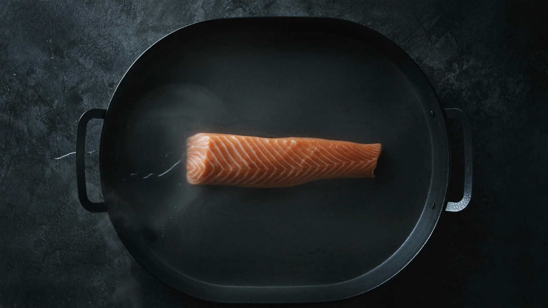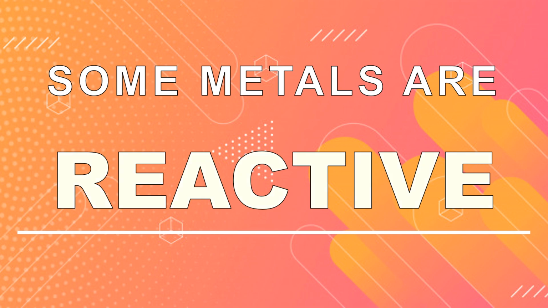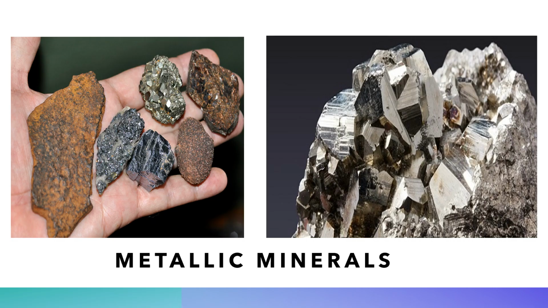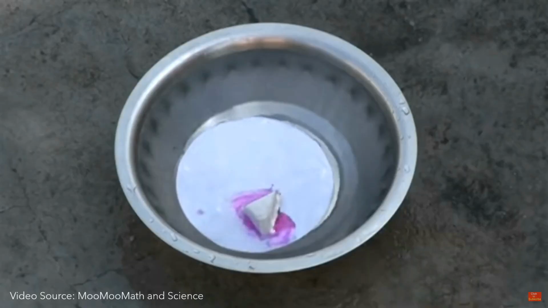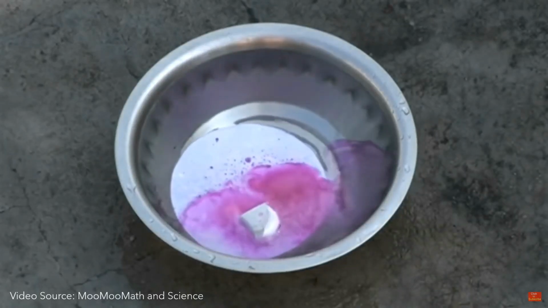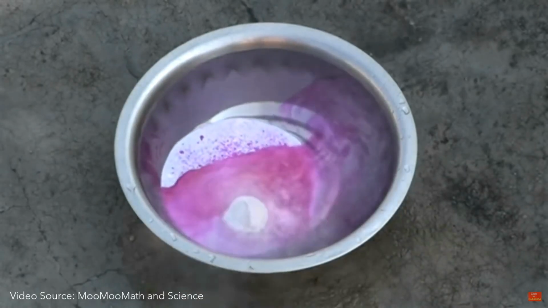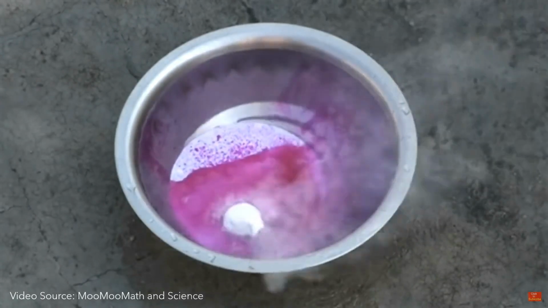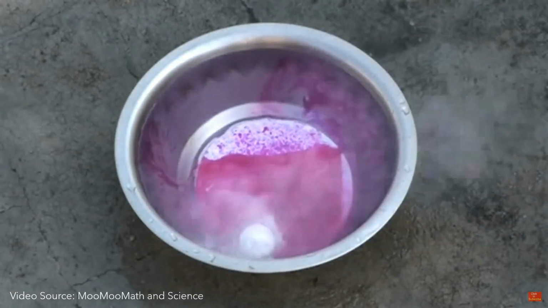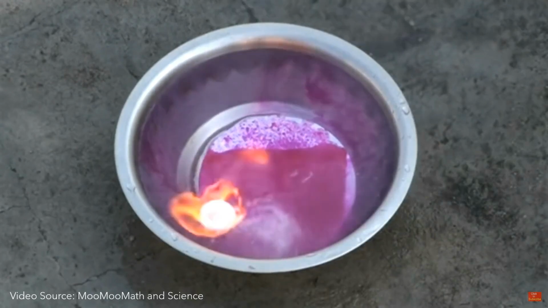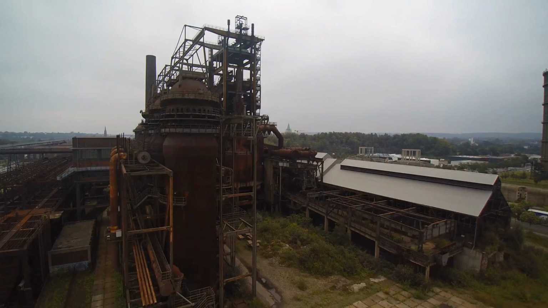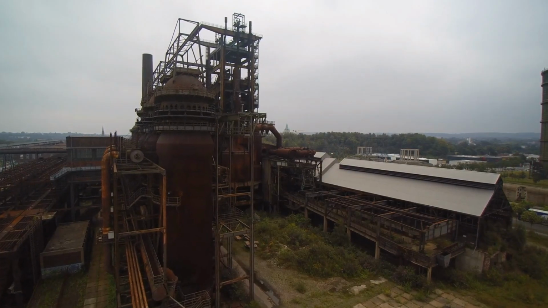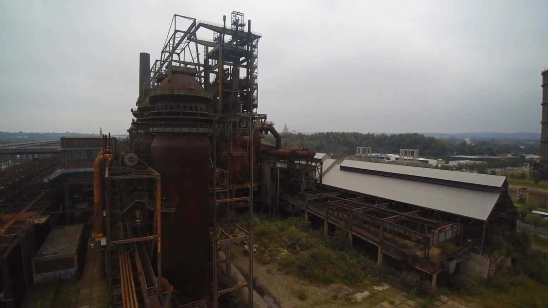Some metals undergo a chemical change by themselves or with other elements. These metals are never found in pure form and are difficult to separate from the minerals they are found in. Sodium and potassium are the most reactive metals. They react violently with air and water. Potassium will ignite on contact with water. Iron also reacts with the oxygen in the atmosphere, forming rust.